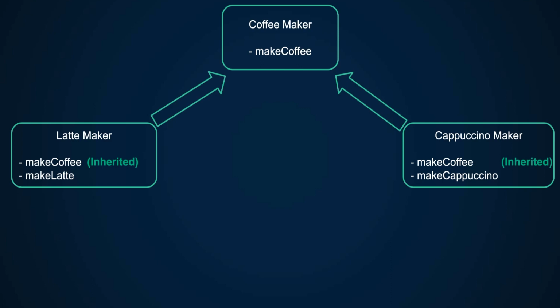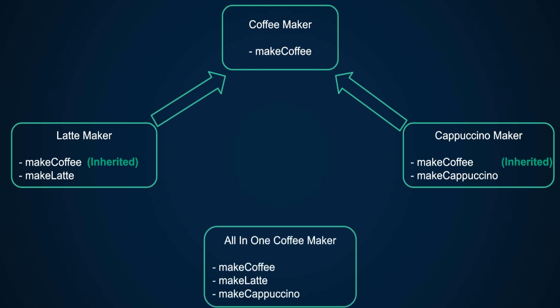Now let's say that down the road we got an all-in-one coffee maker which can make regular coffee, but it can also make latte and it can make cappuccino in addition to some other additional features. In some other languages you could use multiple inheritance and simply extend both latte maker and cappuccino maker in the all-in-one coffee maker class. This is not supported in PHP, and multiple inheritance does have its own problems. One such problem is called the diamond problem.